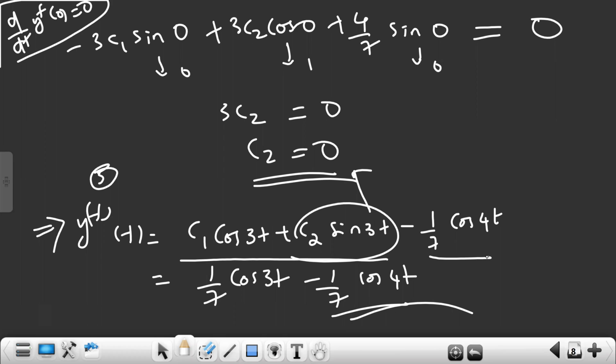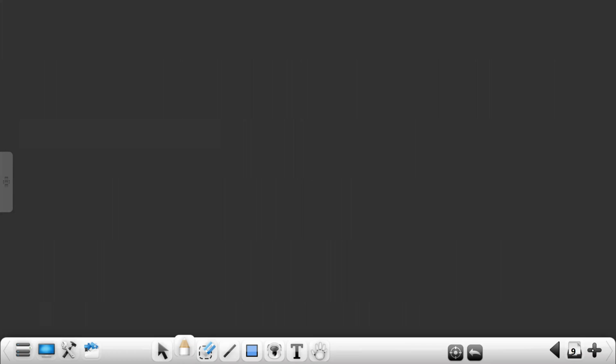One more question I will do and then I will proceed to the next section. Similar to this, one more question I will do. Take down the question. Find the force response for the system described by the equation.